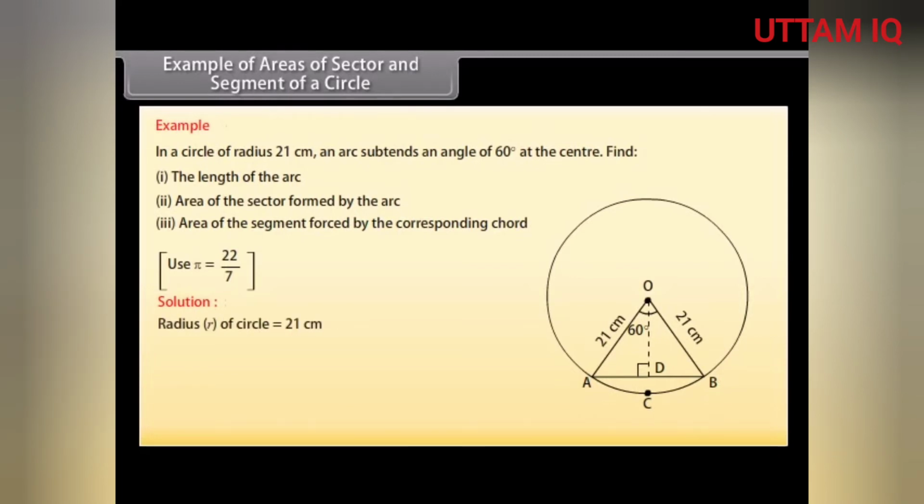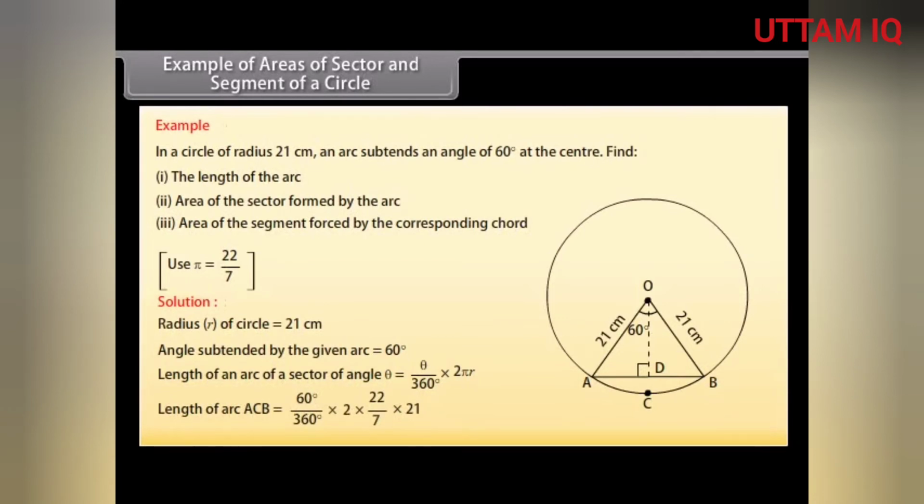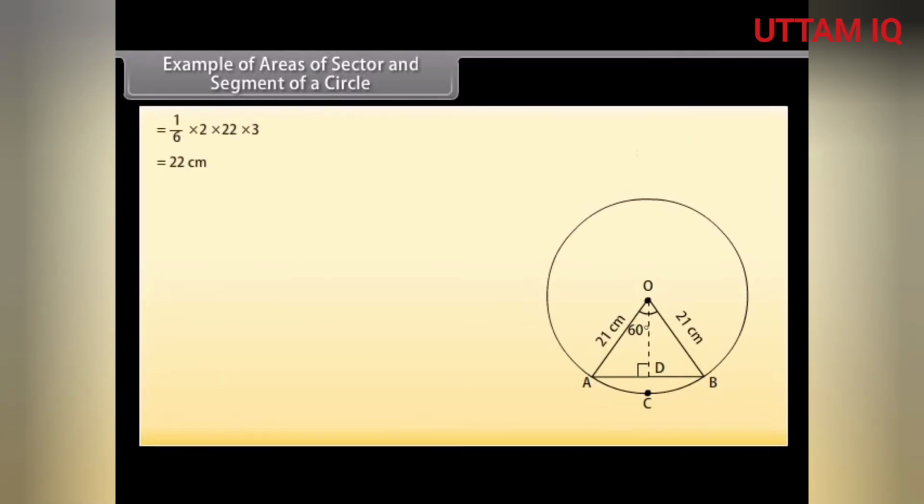Radius r of circle is equal to 21 centimeter. Angle subtended by the given arc is equal to 60 degree. We know that the length of an arc of a sector of angle theta is equal to theta upon 360 degrees into 2 pi r. Therefore, length of arc ACB equals 22 centimeter. Area of sector OACB is equal to 60 degrees upon 360 degrees into pi r square. Now, by substitution and calculation of the values, we get area of sector OACB is 231 centimeters square.